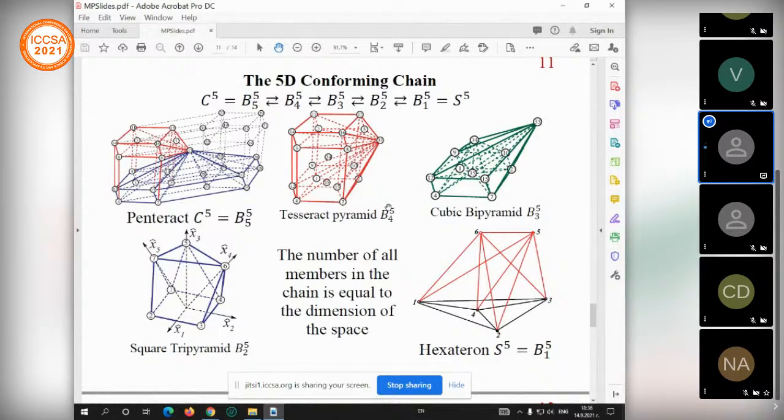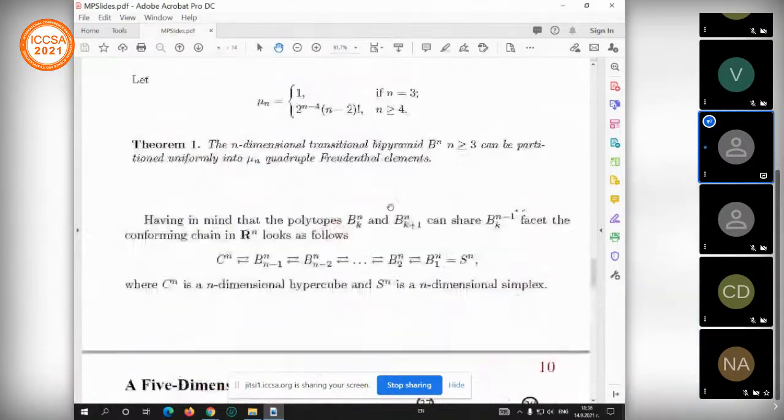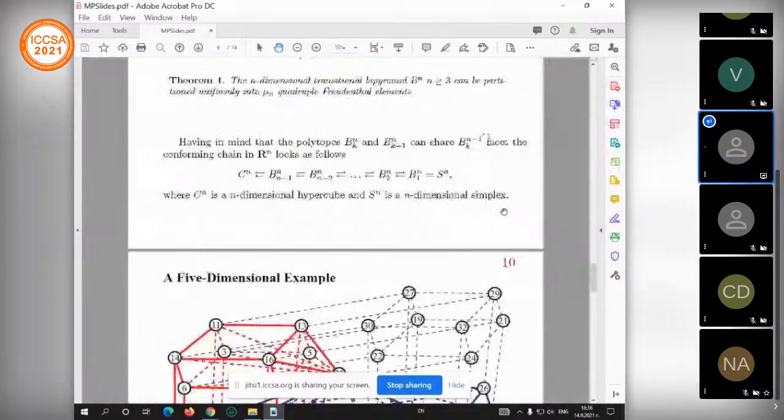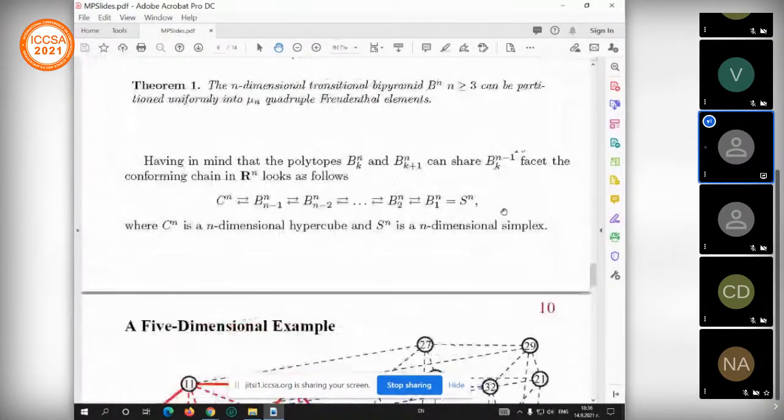And actually, what will be in the n-dimensional case? The conforming chain will contain n number of polytopes. And that's all in my presentation. If you have any questions, you are welcome.